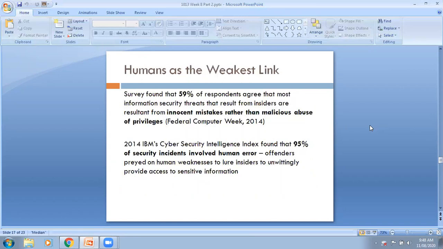A survey found that 59% of respondents agree that most information security threats that result from insiders are from innocent mistakes rather than malicious abuse of privileges. So even those who have really strong security on their computers are still taken and still unwittingly provide access to things like passcodes and those sorts of things.